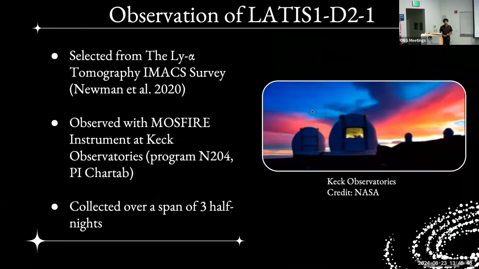In order to do that, I first had to obtain the data. My mentor selected the protocluster I would look at from the Lyman alpha tomography IMAX survey, or LATTICE, a 3D map of intergalactic medium absorption. The density map, or the absorption map that I showed earlier, was a snapshot from LATTICE. And LATTICE is the survey that found my protocluster as a region of Lyman alpha absorption.